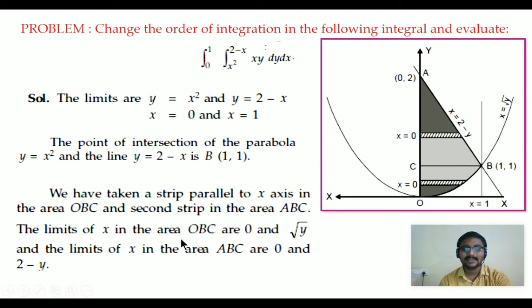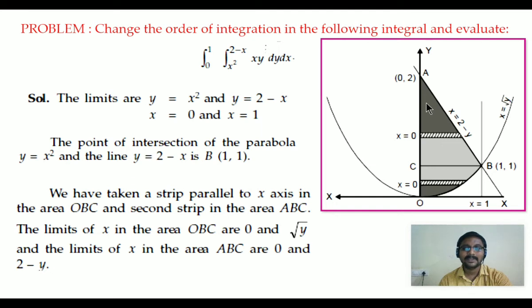The limits of x in area OBC are 0 to root y, because the new strip touches the y-axis so that x equal to 0, and touches the curve so that x equal to root y. Then for the next strip, in the ABC region, the x limits are 0 to 2 minus y, according to the new strip in the region ABC. Thus the new limits are obtained.